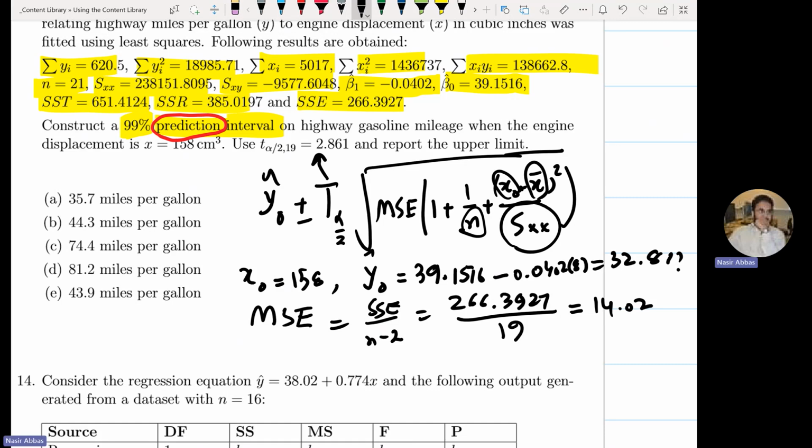It's given as it is, 238.151.8095. So finally, you will plug everything in and you will get the interval. From the interval, what are they asking you to report? Again, only the upper limit. Only the upper limit. So one of these options will correspond to the upper limit.